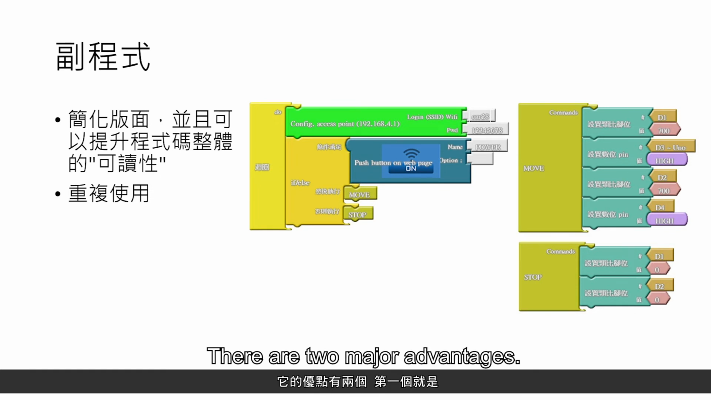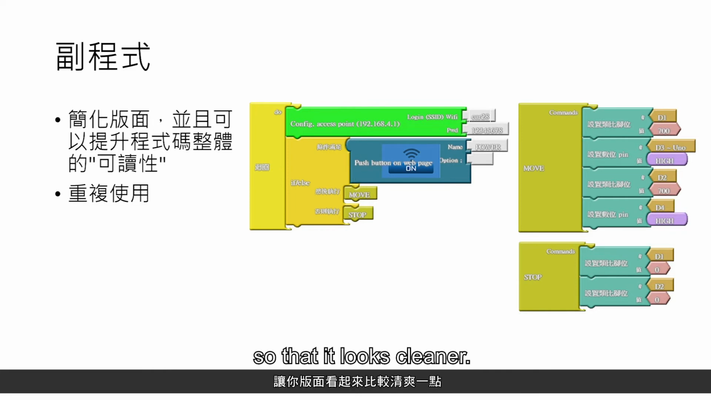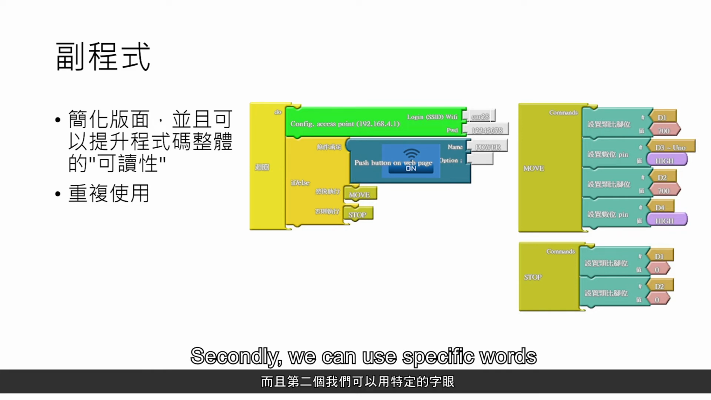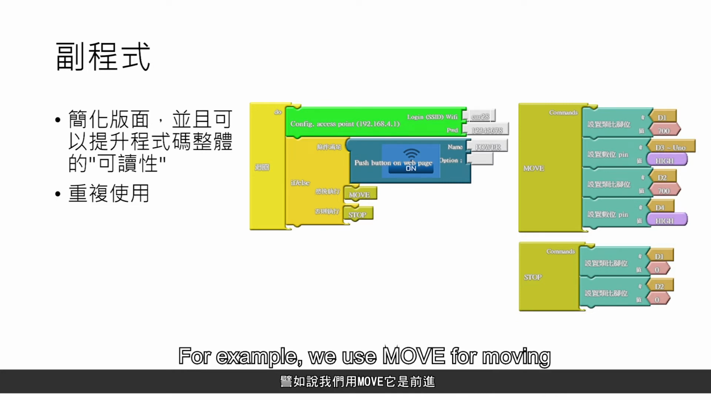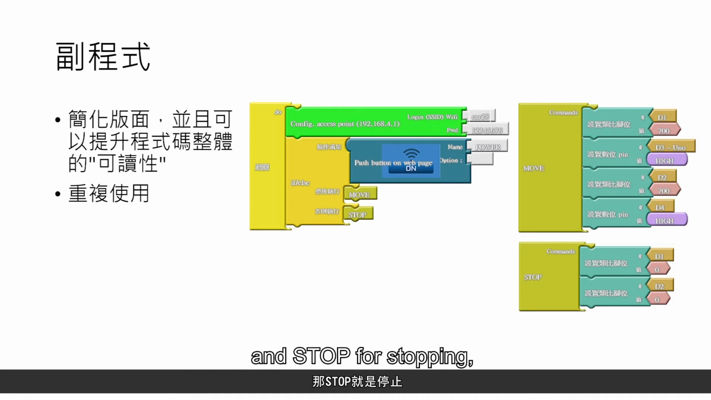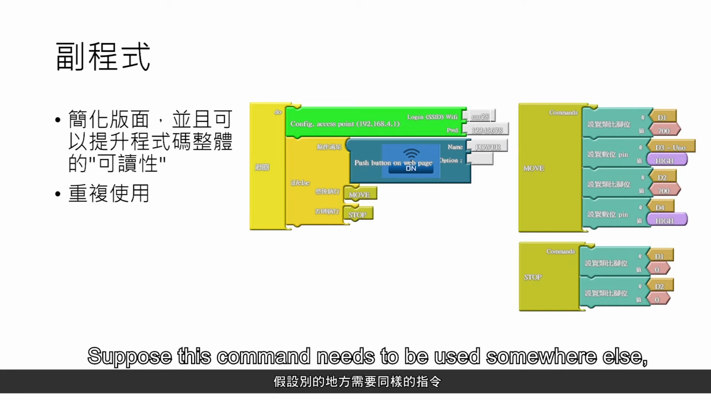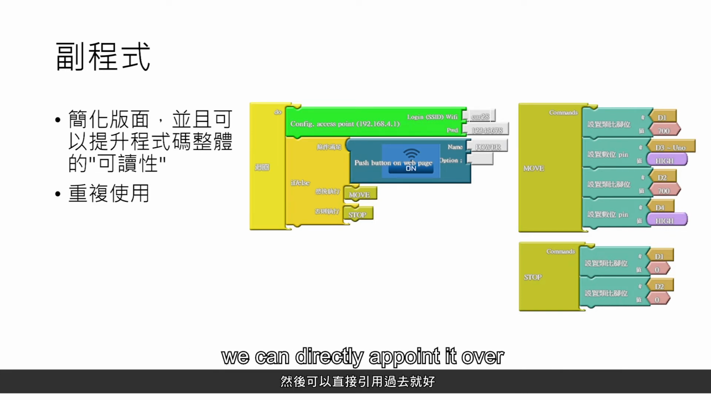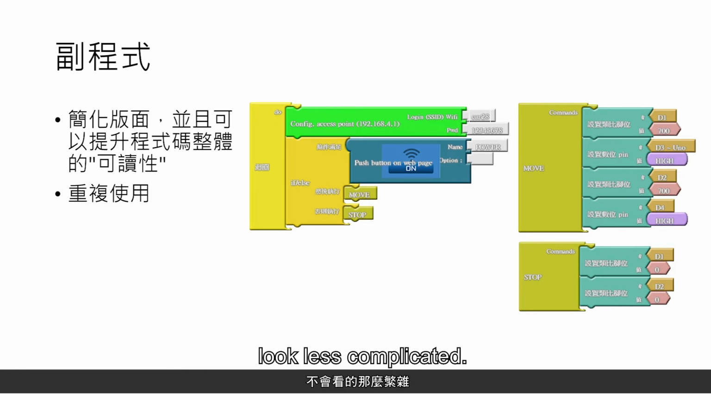There are two major advantages. The first one is that you can simplify the layout so that it looks cleaner. Secondly, we can use specific words to describe this subroutine. For example, we use move for moving and stop for stopping, which is more convenient. The second advantage is that it can be used repeatedly. Suppose this command needs to be used somewhere else, we can directly appoint it over and speed up the writing of the program, while making our program look less complicated.